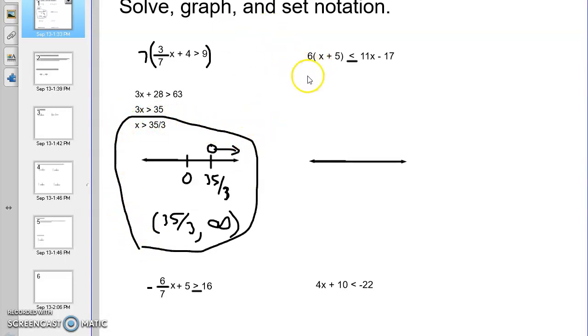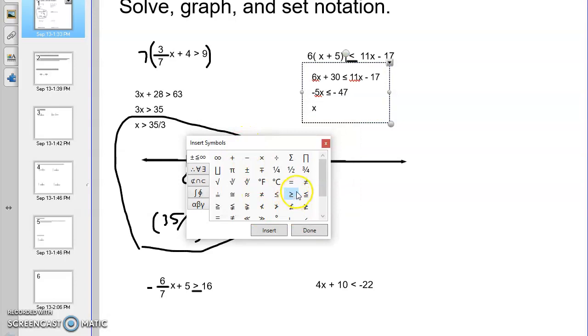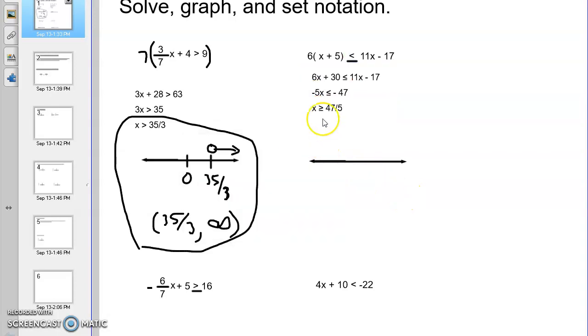And my second one is going to be 6x plus 30. We're distributing, and it's less than or equal to 11x minus 17. I'm going to move the 11x over. I always like the x on the right, even if it makes it negative. I'm going to subtract 30 on both sides, and I'm going to get negative 47. So my answer is going to be, x is, now we flip the sign, because we're dividing by negative there, 47 over 5.